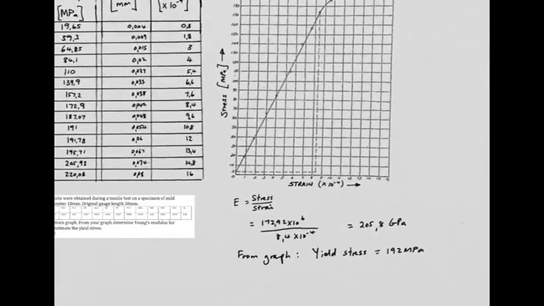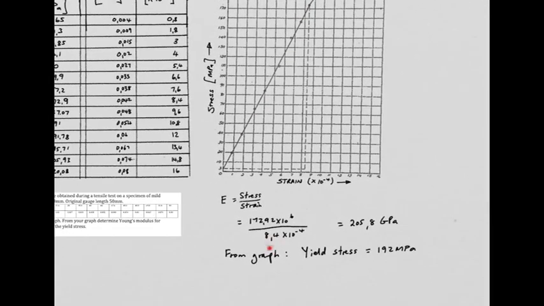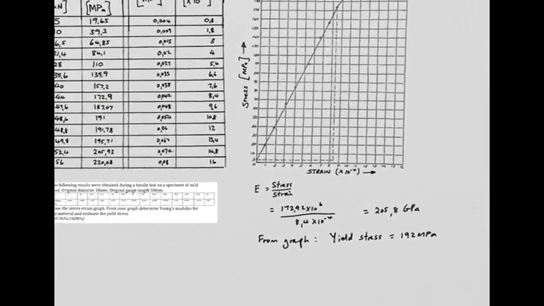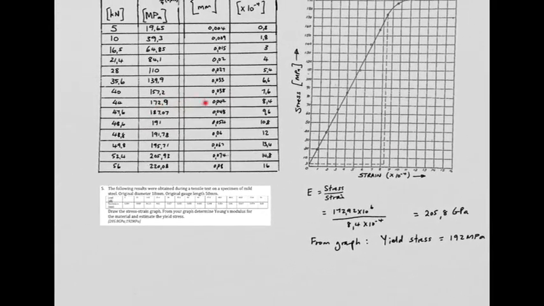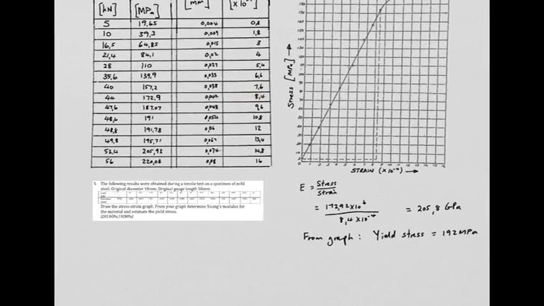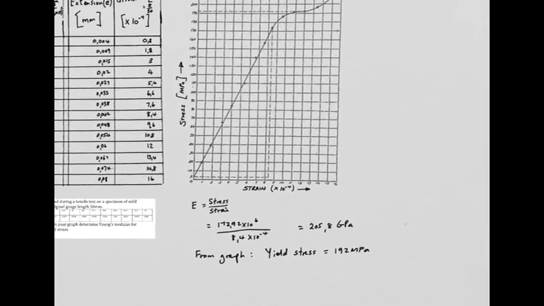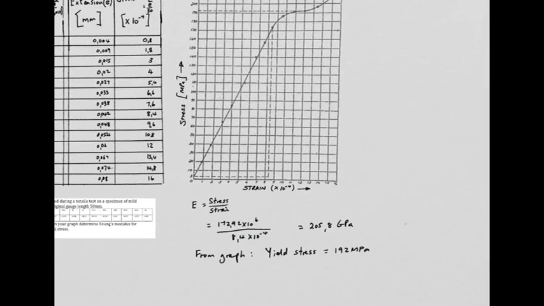Now that point has a stress corresponding to it of 172.9. Here you'll find it was this one over here. And the same point has a strain of 8.4 times 10 to the minus 4. So Young's modulus would be stress over strain, and you come out to 205 and a bit gigapascals as a value for Young's modulus for this material.